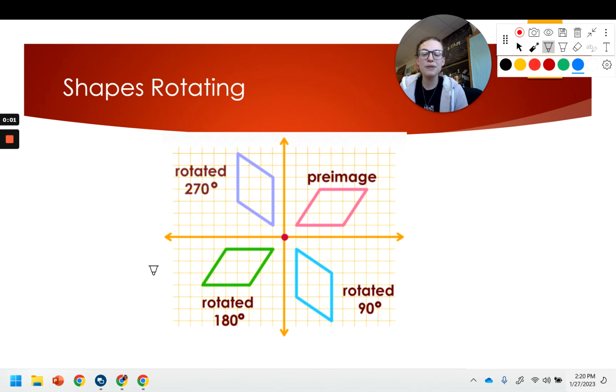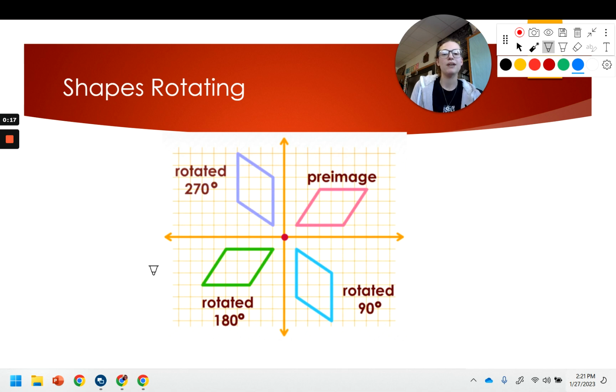Alrighty, in today's video, we're going to be talking about rotations. Rotations, we want to be thinking about turning or spinning or all of the above. Now, the three possible rotations that you are going to see are 90 degrees, 180 degrees, and 270 degrees.